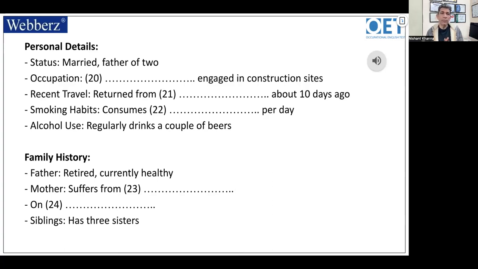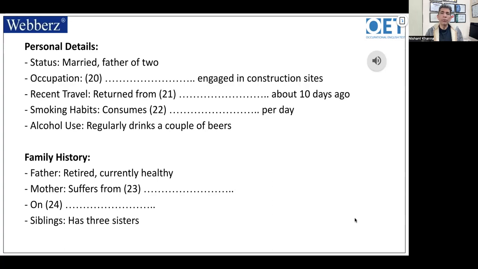The family history about the father. The father is retired, currently healthy. The mother suffers from something. Siblings: has 3 sisters. So this is the family history.